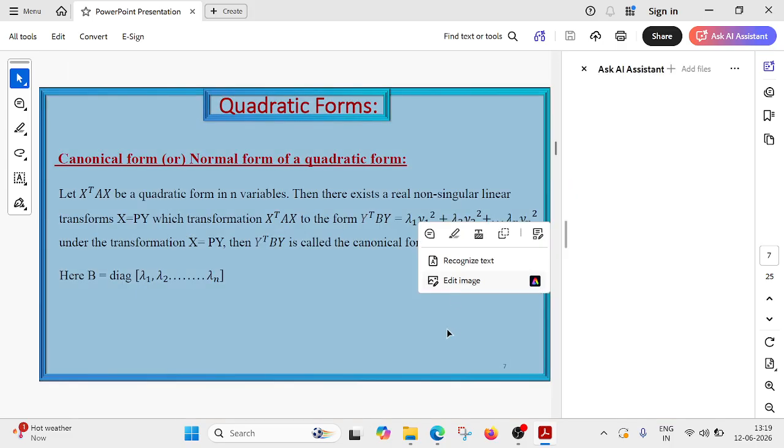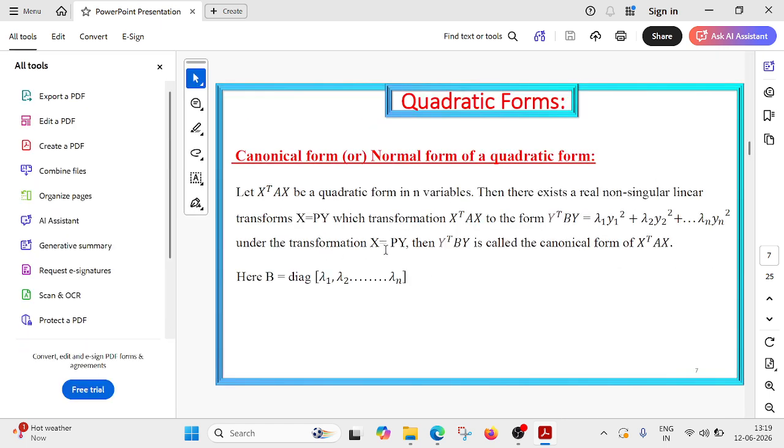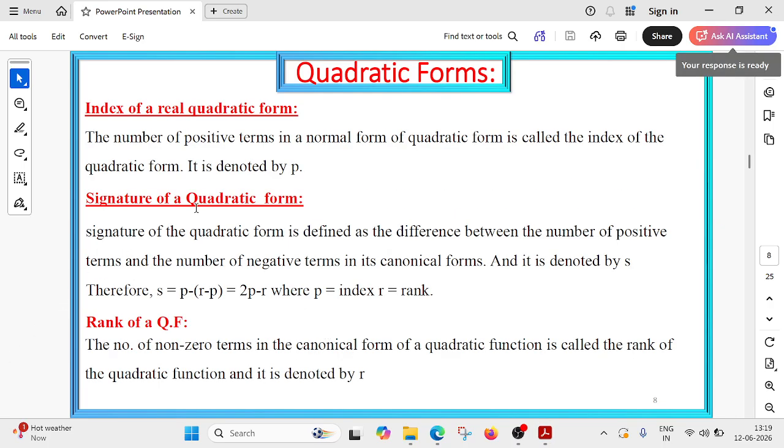Okay, so what is the form here? That form is lambda 1 y1 square plus lambda 2 y2 square plus ... plus lambda n yn square. So under the transformation X = PY, this is called the canonical form of that X transpose AX, where B is equal to diagonal of lambda 1, lambda 2, up to lambda n.